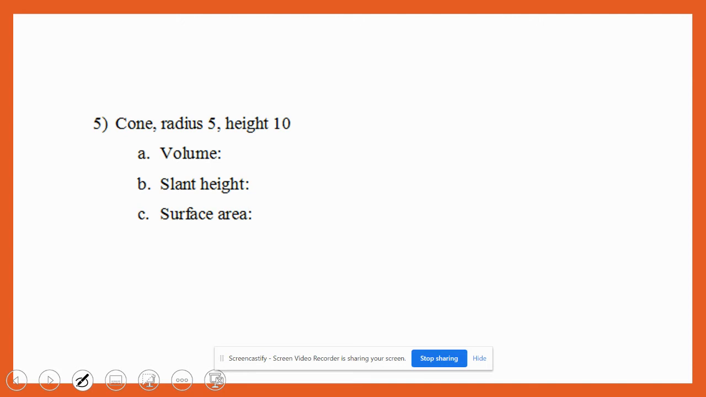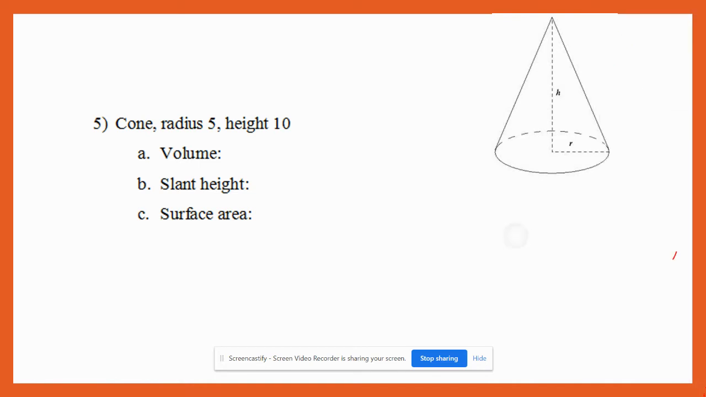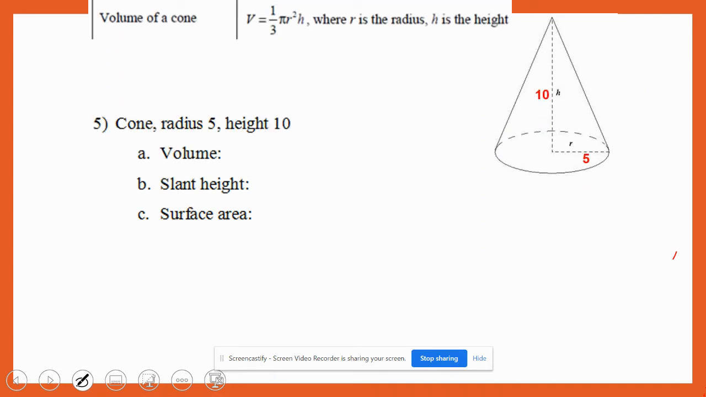A cone. To make a cone, you make an ellipse and then make a point at the top and connect. The volume, 1/3 pi r squared h. If you remember, a cylinder was pi r squared h. A cylinder and a cone that have the same height and the same radius, 3 cones fit into one cylinder.